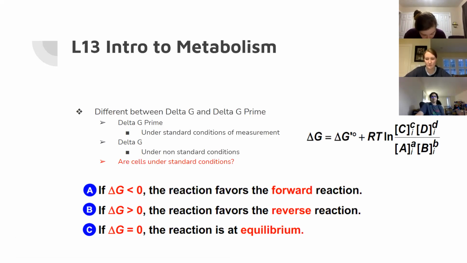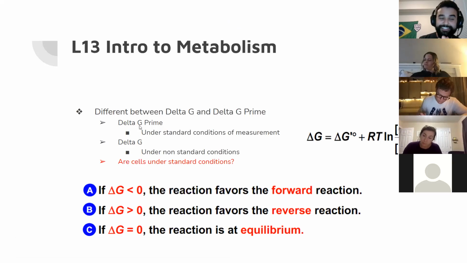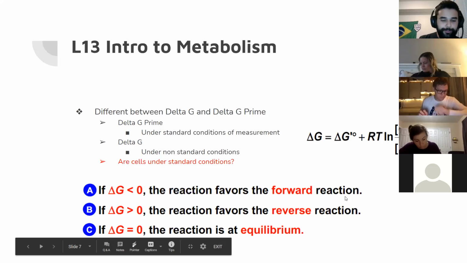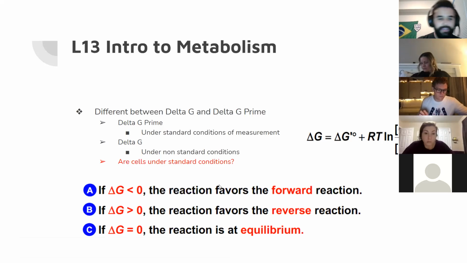Exactly. So cells are not under standard conditions, right? Because it's really hard to control conditions inside cells. Not every time it's going to be at 1 molar of something at 25 degrees Celsius at 1 atm. So that's why delta G non-prime becomes really important in bioenergetics. This at the bottom is just a review of what we know about Gibbs free energy, like what a forward reaction, reverse reaction, and equilibrium are.